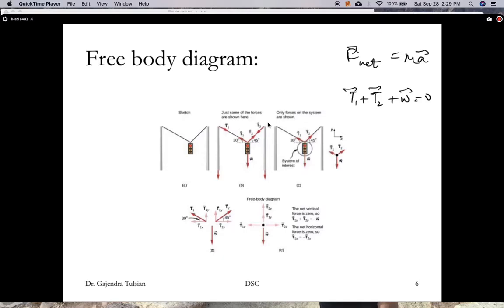Okay, and given these two equations, we can calculate two of the three unknowns. Two unknowns in this problem. Any two unknowns.